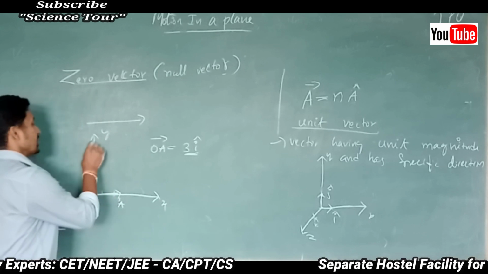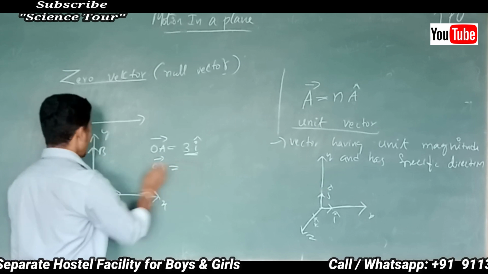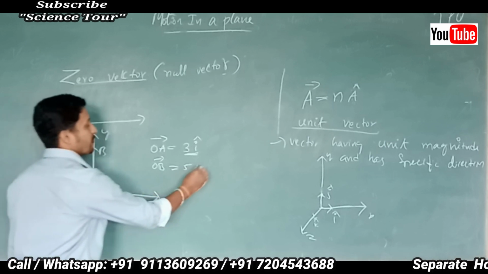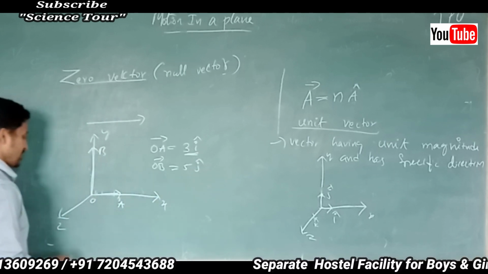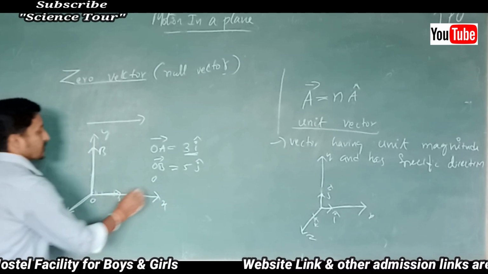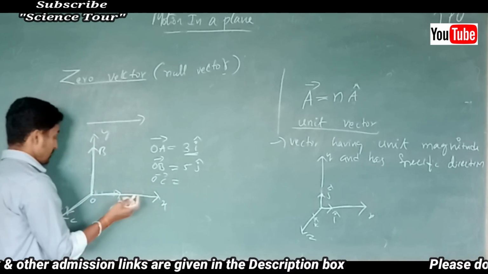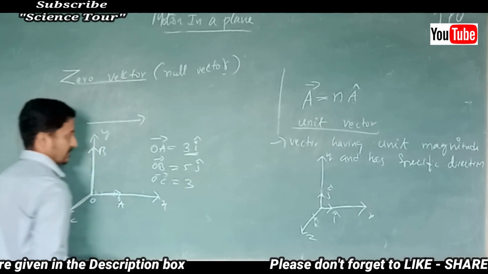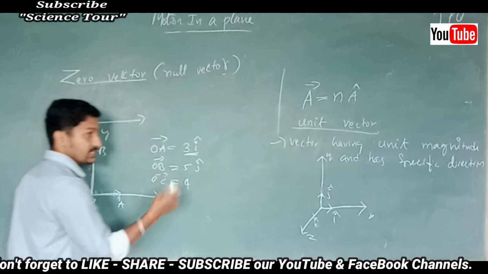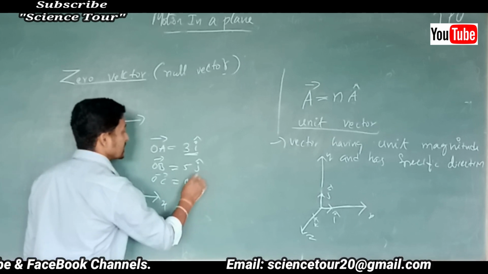Similarly, if I write one vector, OB, it is a vector 5, say for example. 5 is the magnitude, in the y direction. Similarly, if I write the OC vector, say for example, the length may be 3, or 2, or 4. Say 4, in which direction? 4 times in the z direction, means it is k.